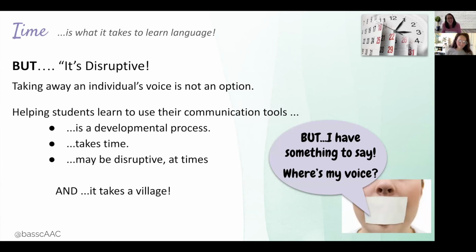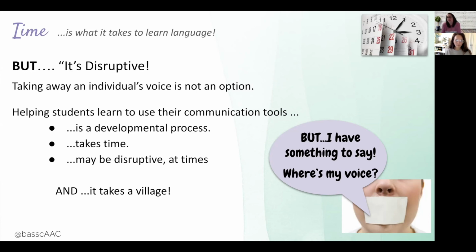All right. And continuing on with how it's disruptive and strategies. Taking away an individual's voice, again, we want to reiterate this because it's very important. It's just not an option. You shouldn't do it. It may be convenient, but it should not be done. We have to teach them how to appropriately interact during those different situations. So helping our students to learn how to use their communication tools, again, it's a developmental process. It's going to take time. We don't have a magic wand, just like we talked about during the presumed potential module. We wish we did sometimes, man, just to be able to wave our magic wand, but we don't. So it takes time. It's a developmental process.